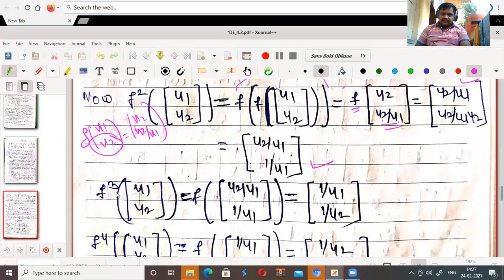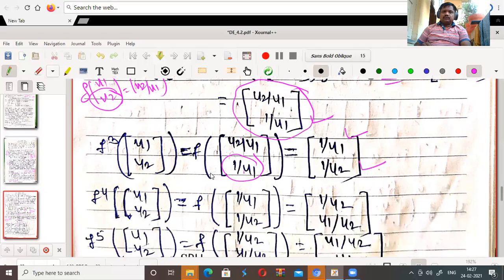Now we will find f^3 of (u1, u2). That is, operate f on this. That is f of (u2/u1, 1/u1). We know that the second component will be here, and this upon this: 1/u1 upon u2/u1. 1/u1 upon u2/u1 means 1/u1 times u1/u2, so we get 1/u2. So again, f cubed of (u1, u2) is not equal to (u1, u2). So this (u1, u2) is not periodic of period 3.